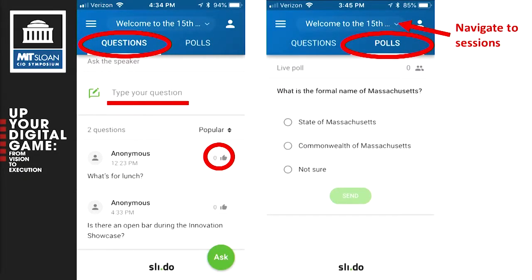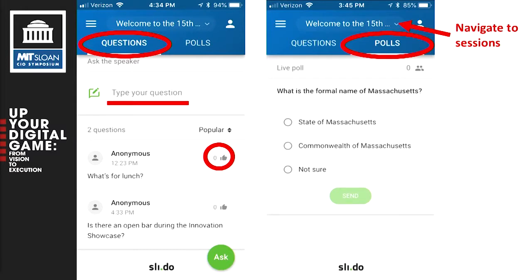Sli.do has two functions primarily. One is to ask questions, and the other is to participate in a poll. So this is a time for everybody to go onto Sli.do and ask some questions. This is sort of the experiment, the mock experience. I am ready now to show my Sli.do questions. Guys in the back, time for my Sli.do questions.